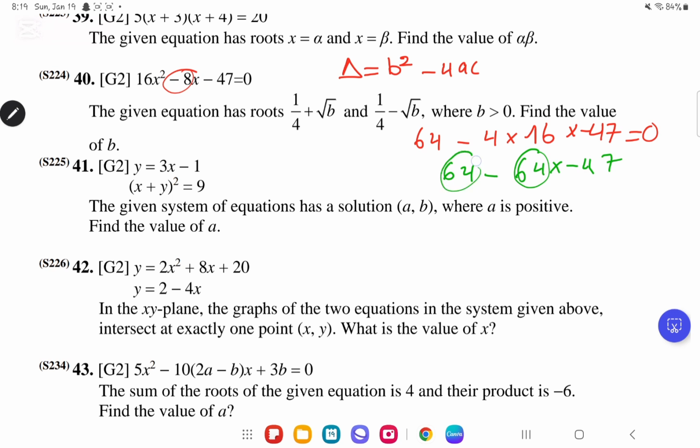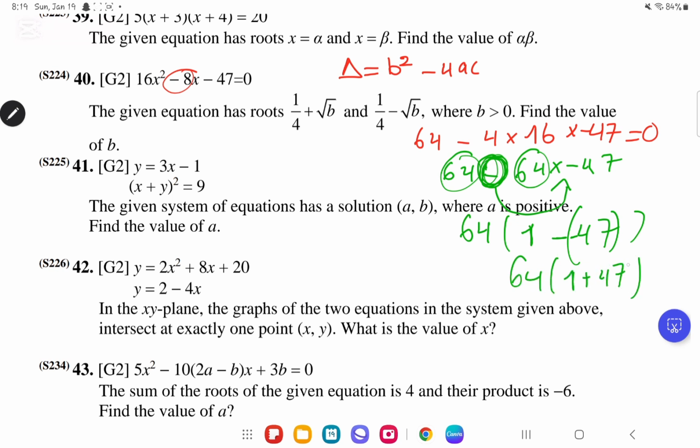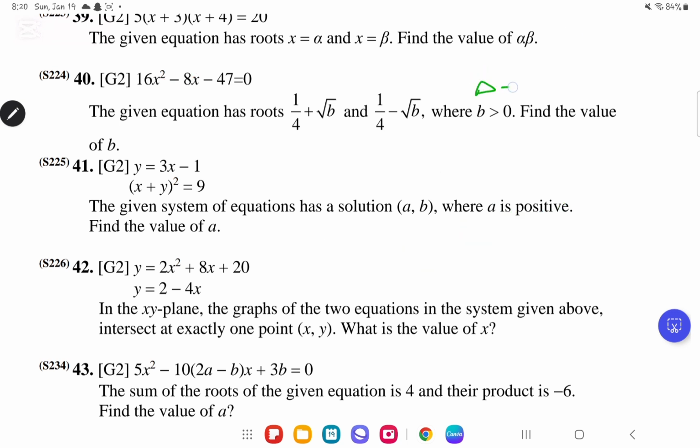So we will take outside what? 64 as a common factor. So 64 common. And then we are going to do 1 minus 47. Actually, I made a mistake because look, it is 64 minus 64 times minus 47. So it becomes 1 minus minus 47, which means it's 64 times 1 plus 47. 1 plus 47 is then 48, so it is then 64 times 48. Okay, this is our discriminant. So we found the discriminant, which is 64 times 48.